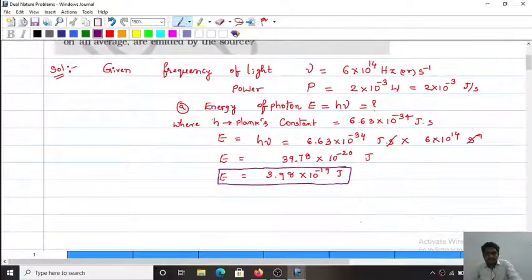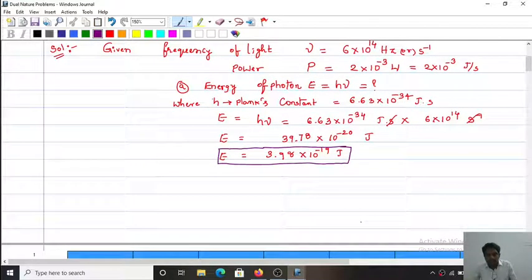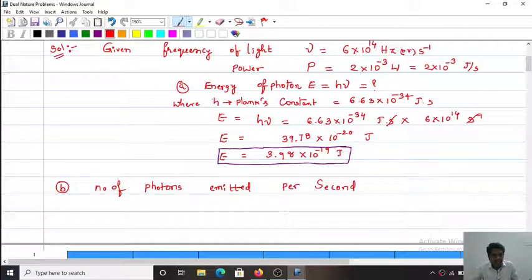Right, next I am going to the second problem, the number of photons emitted per second. Number of photons emitted per second.